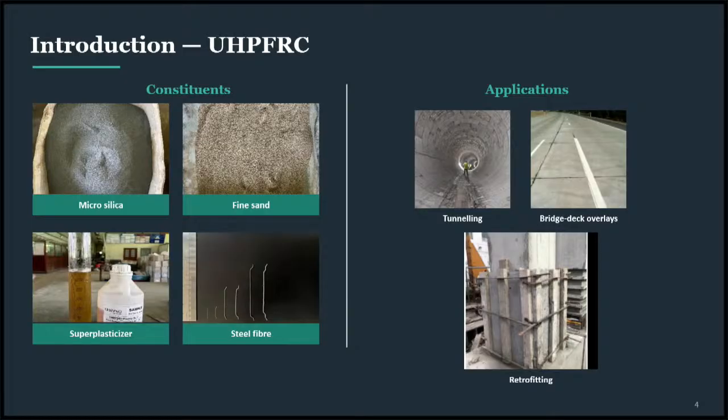And for this strengthening work, we selected the material ultra high performance fiber reinforced concrete, or in short known as UHPFRC. UHPFRC is a relatively new cementitious composite with enhanced mechanical and material properties. Its constituents generally include cement, microsilica, fine sand, superplasticizer, water and steel fibers. Unlike conventional concrete, UHPFRC generally does not include any coarse aggregates, which results in it having a denser matrix.